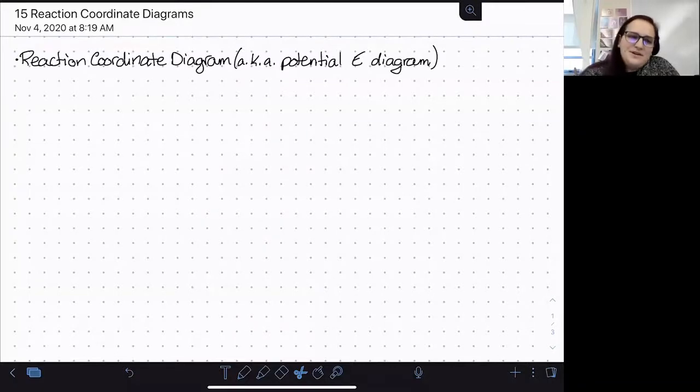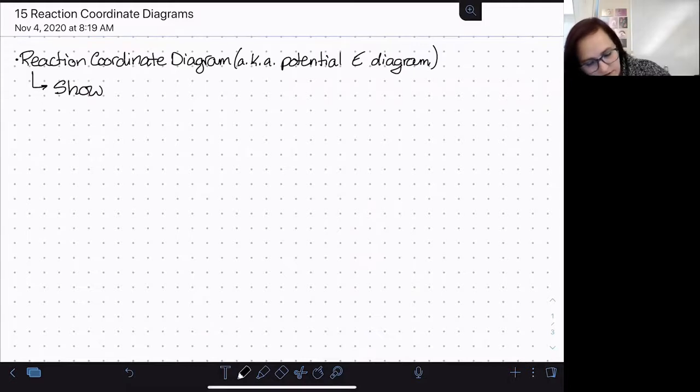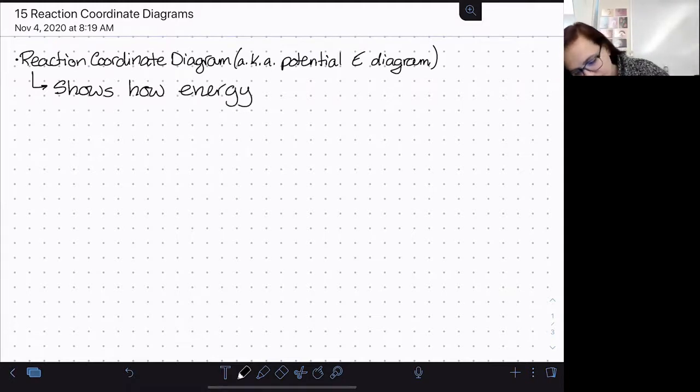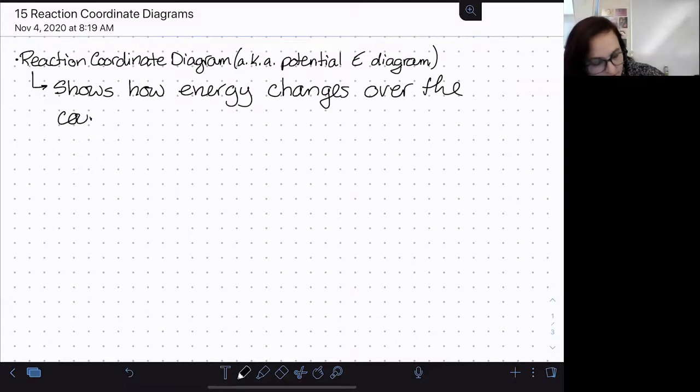In this video, we're going to be discussing a way that we represent how the energy changes over the course of a reaction visually. So we use a type of diagram known as a reaction coordinate diagram or a potential energy diagram for this representation. These show how energy changes over the course of a reaction.